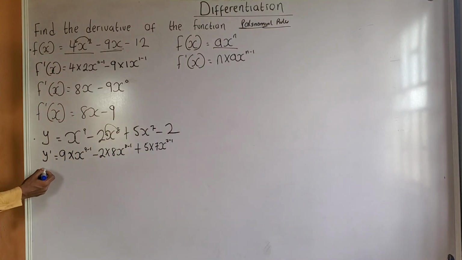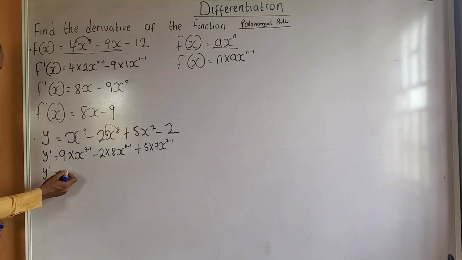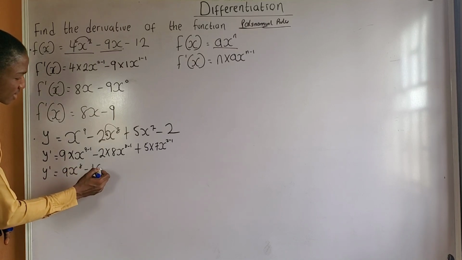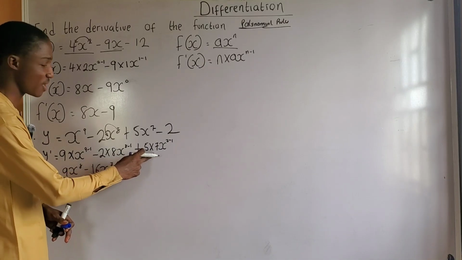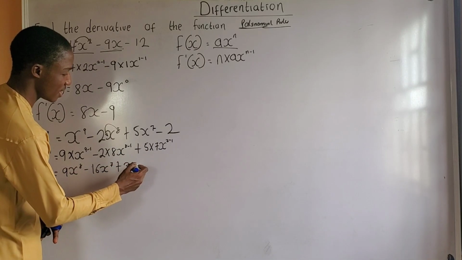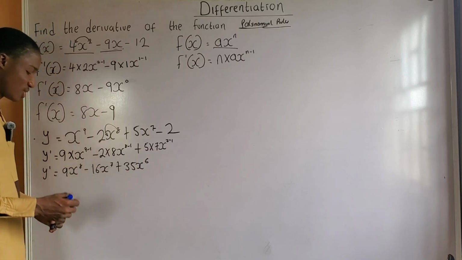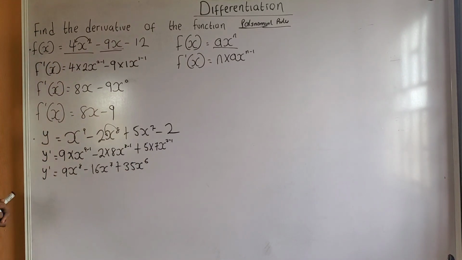Now, let us simplify. Derivative of y is equal to 9x raised to the power of 8 minus 16x raised to the power of 7 plus, okay, 5 times 7 is what? 35, plus 35x raised to the power of 6, okay? So that is the solution to that question. The derivative of this function is this.